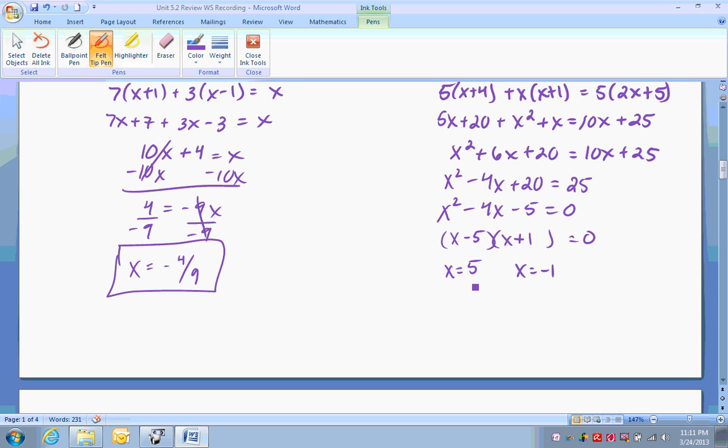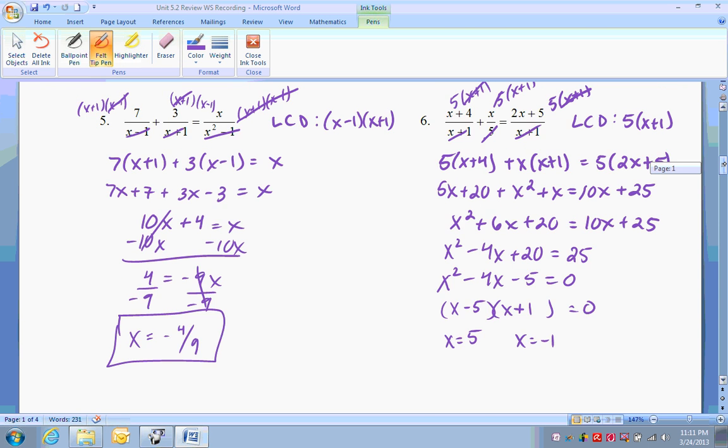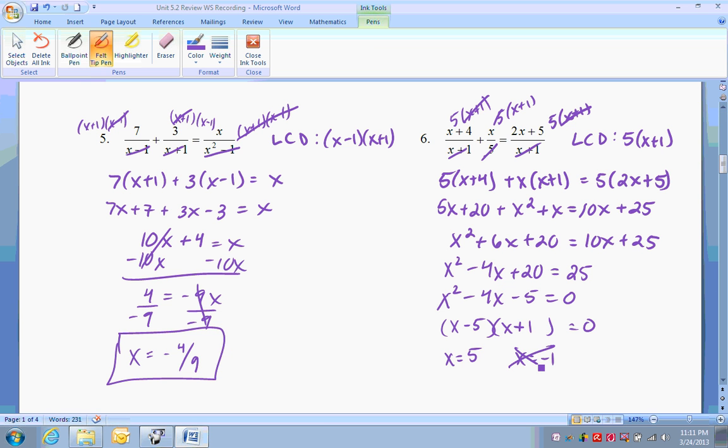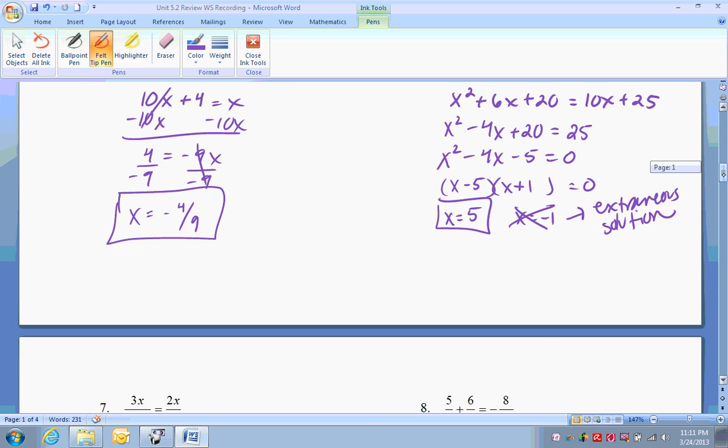When you plug these back in, you realize that x equals negative 1 is not a solution, and it is an extraneous solution. So the only answer for number 6 is 5. X equals 5 does work out. Okay, let's move on to problem number 7.